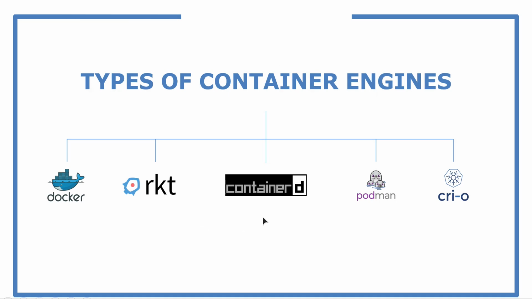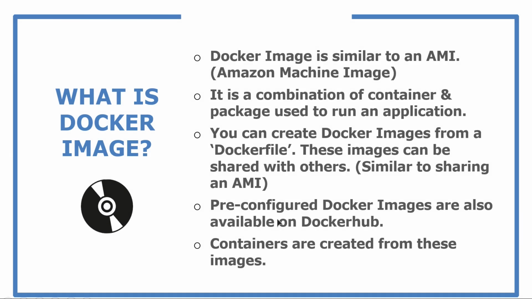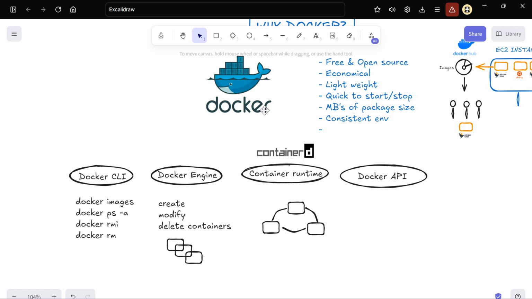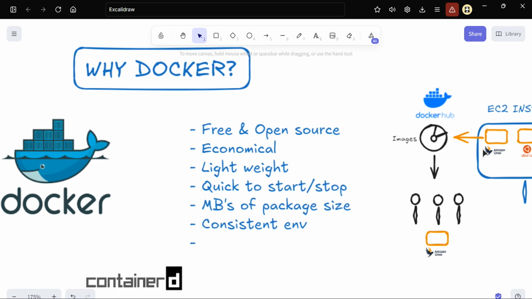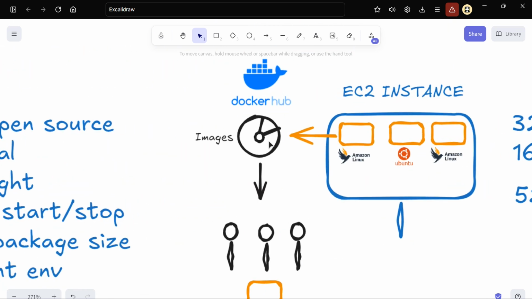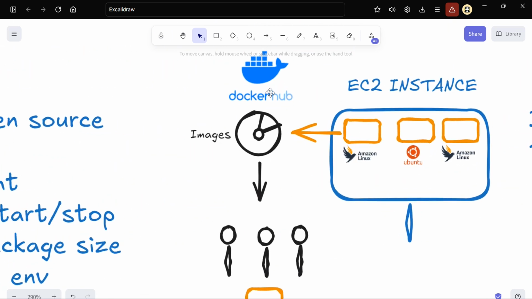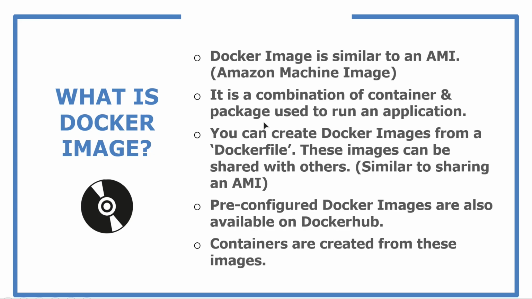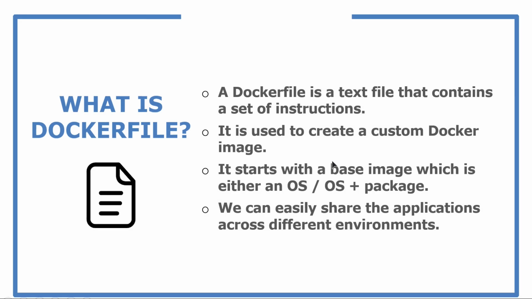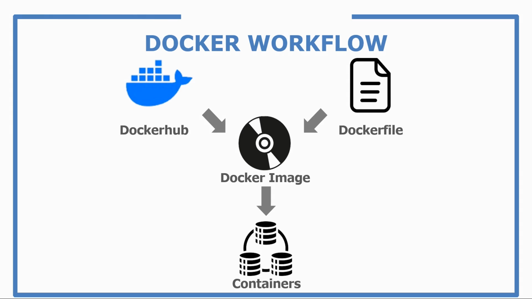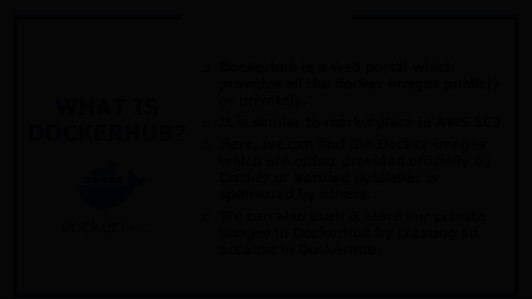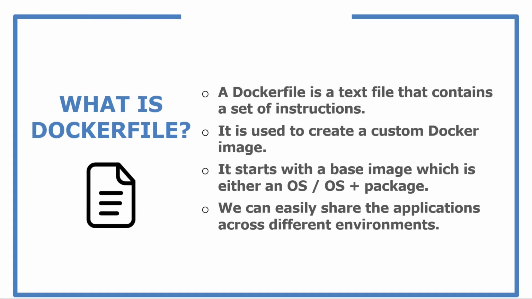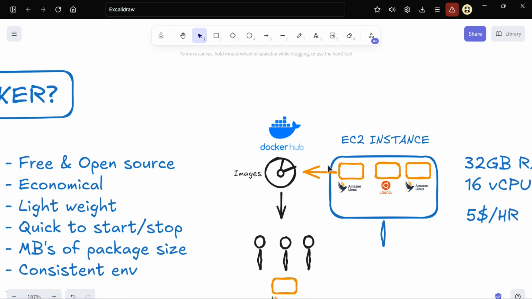Moving ahead, let us understand the different topics. We have already discussed what a Docker image is. Docker image, as I told you already, is similar to an Amazon Machine Image. These images are shareable, and these images are available on the marketplace provided by Docker Hub, right? Now let us understand what a Dockerfile is and some rules to create a Docker container. So let us understand what a Dockerfile is.